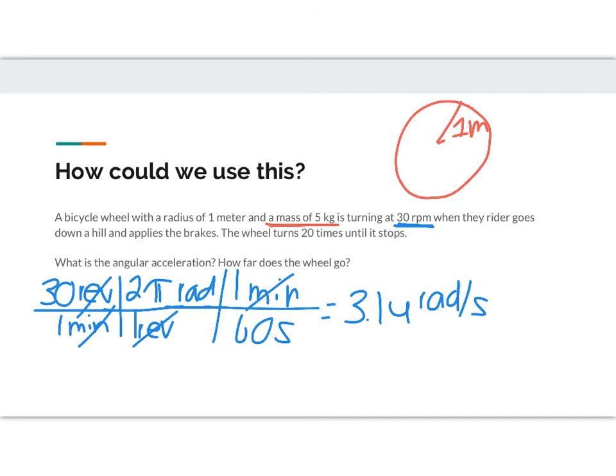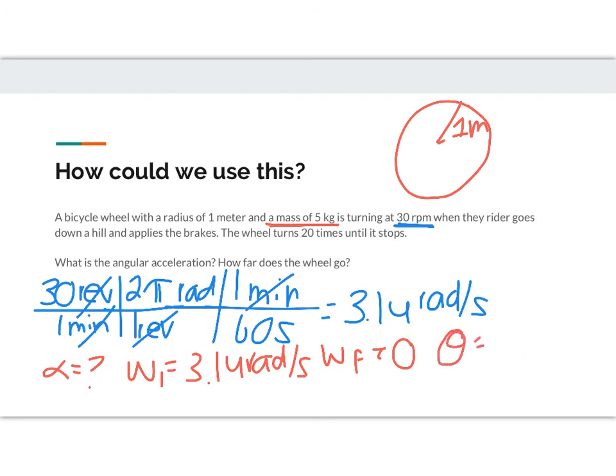So now let's solve for angular acceleration. So we are looking for the acceleration. So we know my initial velocity is 3.14 radians per second. Since we're applying the brakes, we know that my final is going to be 0. Now we need one more variable. Now remember that our distance is theta. So if we think about this situation, this wheel is going around 20 times, and each time it's going around 2 pi. So that's going to give us 40 pi all the way around.